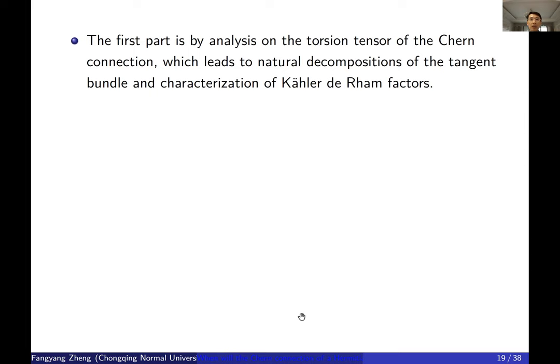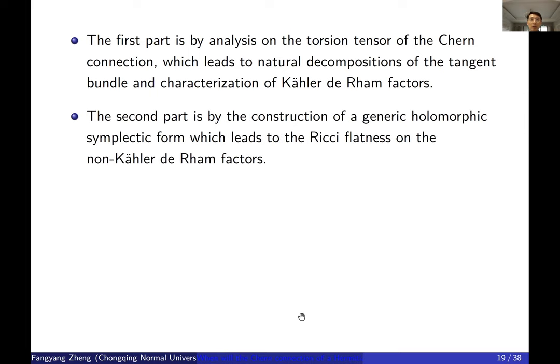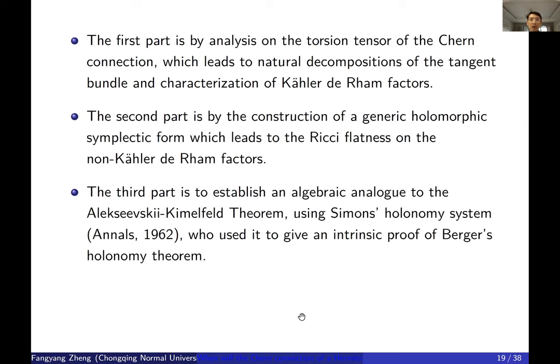So the first part is relatively easy, straightforward. So here, let me just skip it. Basically, you take the Chern torsion and take its kernel. That will correspond to the Kähler de Rham factors. The second part is by constructing this holomorphic symplectic form, which will force the Ricci to be zero. The third part, like I say, is based on an algebraic analog of Simons' theorem.